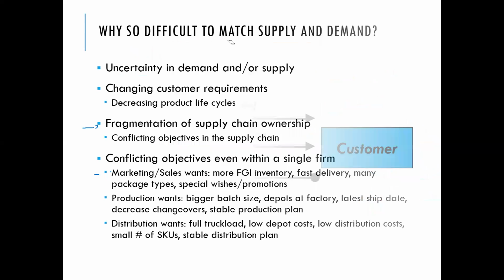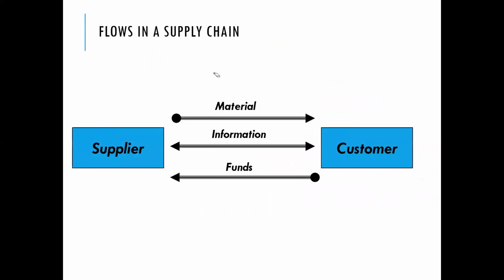Now, within a supply chain, there are different kinds of flows. Generally, goods flow from the supplier to the customer, and funds flow from the customer to the supplier. So basically, the supplier, as the name indicates, is supplying the items to the customer, and the customer is paying for those items. Funds flow in this direction and material flow in this direction. And generally information flows in both directions.